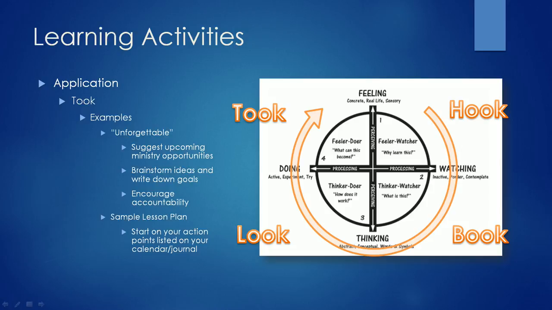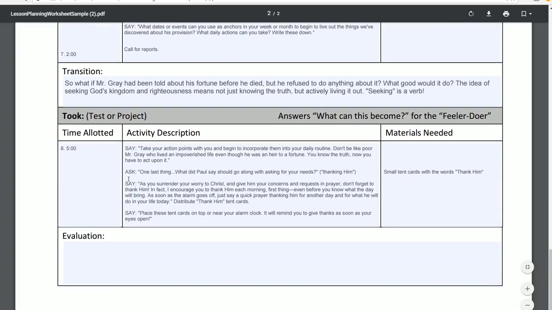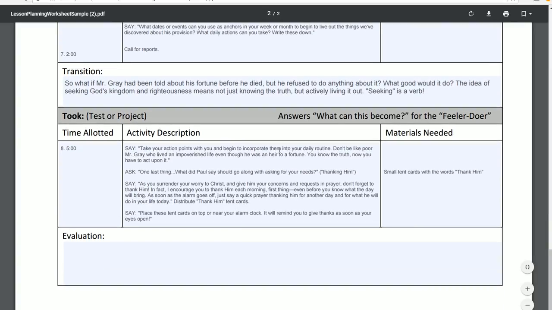So if we go back to that and we look here at the took, take your action points that they developed here and begin to incorporate them in your daily routine. Don't be like poor Mr. Gray, who lived an impoverished life even though he was an heir to a fortune.